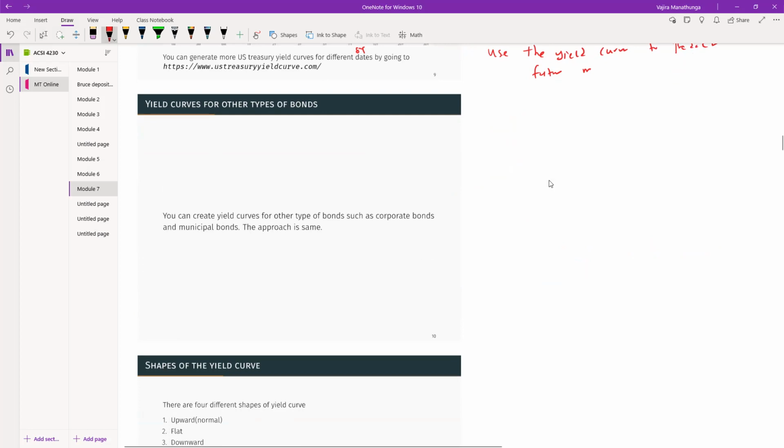So you can create a yield curve for other types of bonds, such as corporate bonds and municipal bonds. The approach is the same.